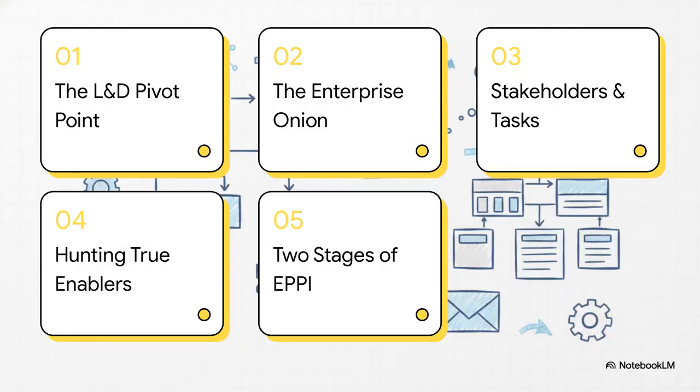To solve this mystery, we'll cover 5 key areas today. First, the L&D Pivot Point. Second, peeling the enterprise onion. Third, stakeholders, outputs, and tasks. Fourth, hunting the true enablers. And finally, the 2 stages of EPPI.